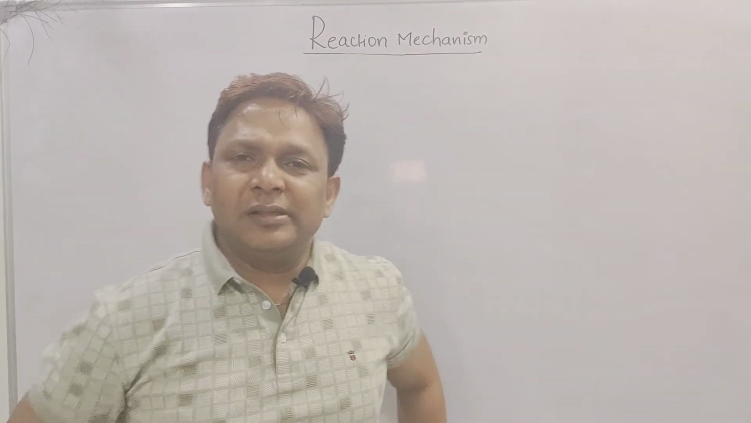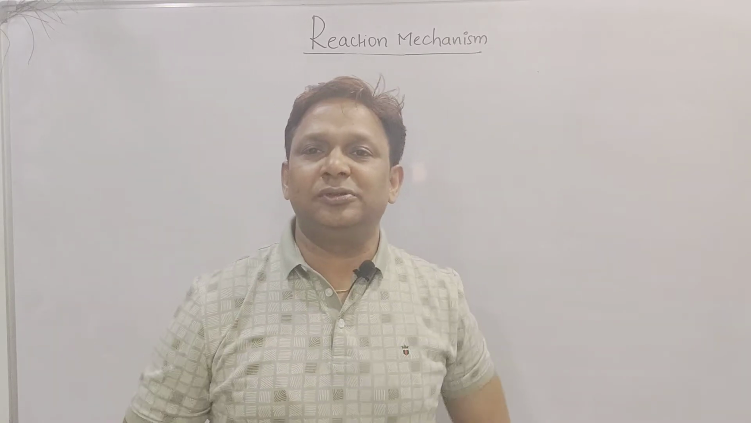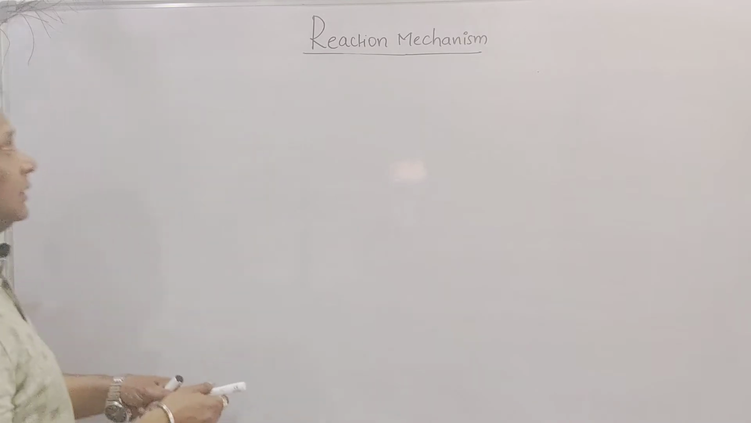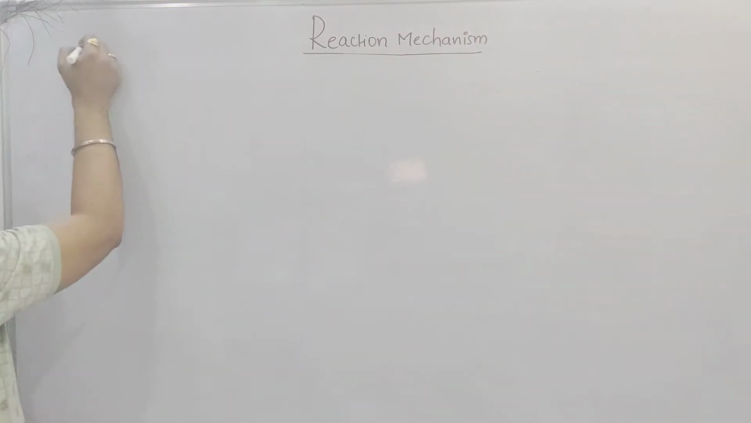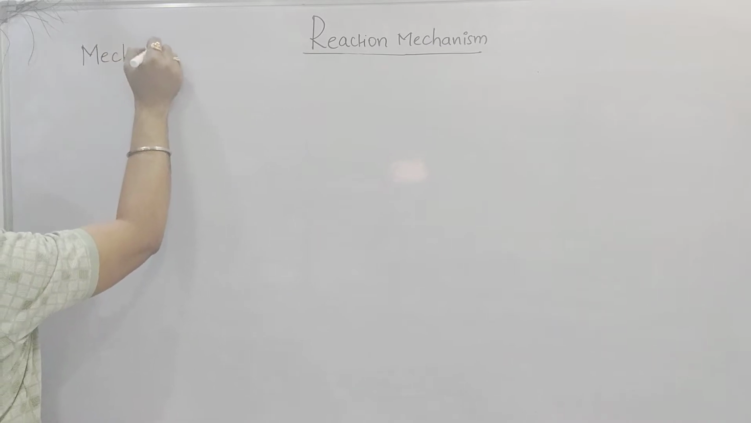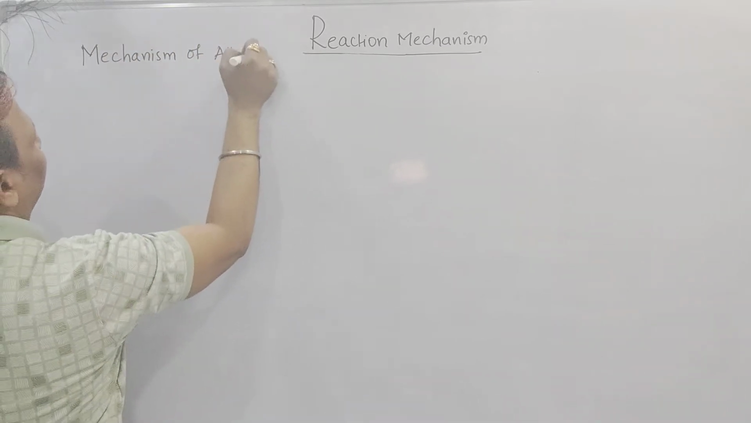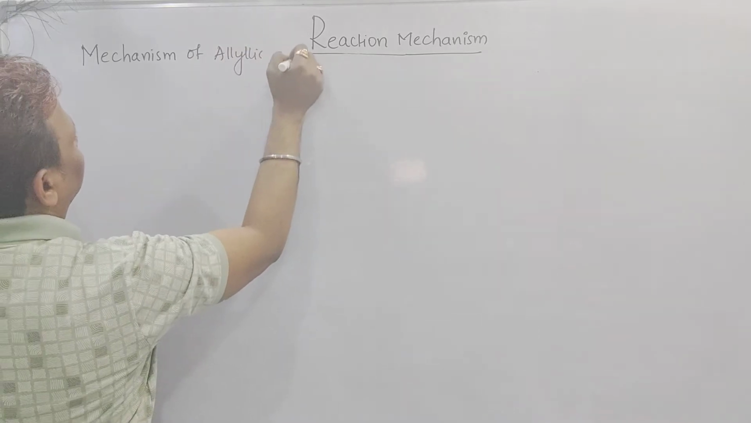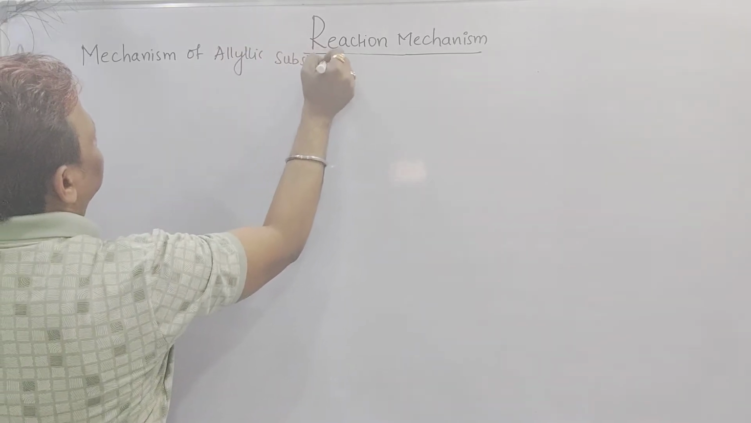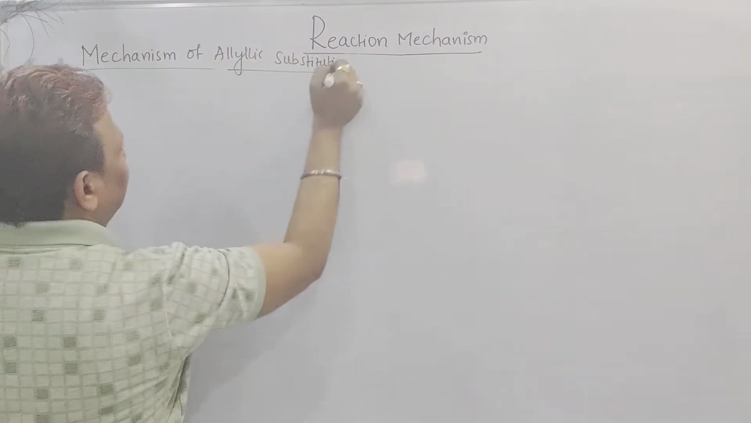But among all these examples, now we will see at least one mechanism of allylic substitution. What is the mechanism of allylic substitution? This one we are going to discuss: the mechanism of allylic substitution. Sir, what is the mechanism of allylic substitution? That one we will see here.